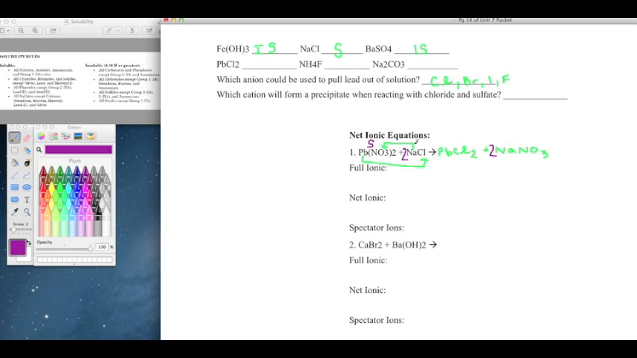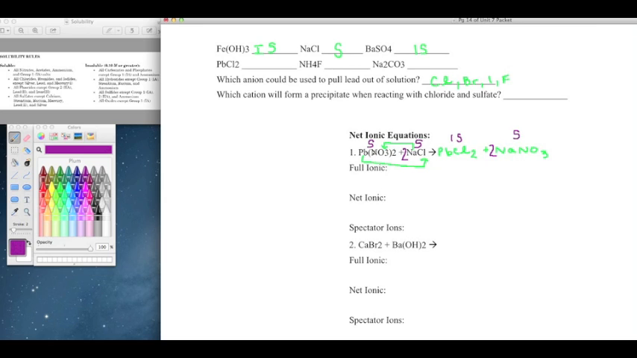NaCl, well, Cl, it says all chlorides except silver, lead, mercury. Nope, not an exception. So this is also soluble. PbCl2: all chlorides, bromides, and iodides except silver, lead, or mercury. Well, lead is an exception, so therefore it's going to be insoluble. And NaNO3, it says all nitrates are going to be soluble, so this is soluble.